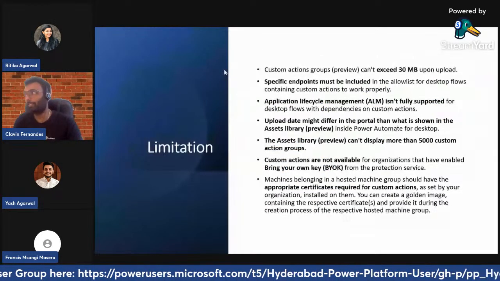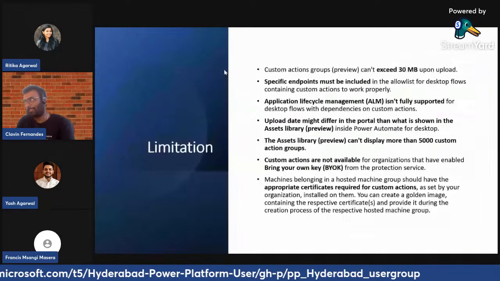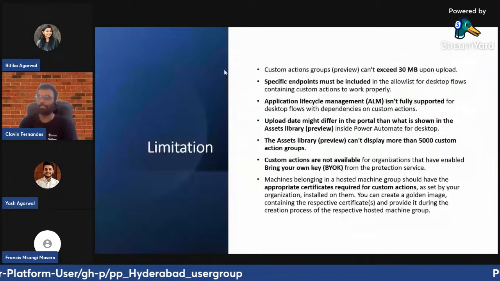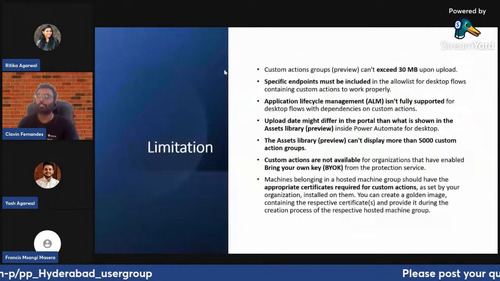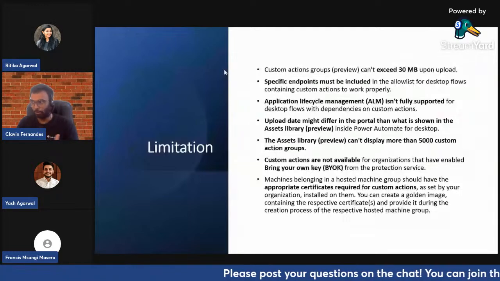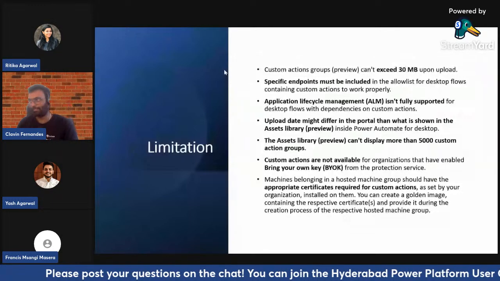So custom actions cannot exceed 30 MB, right? I have already added an idea saying that it should be more than 30 MB. The main reasoning being, if you are using third-party DLLs, your cab file may bloat or become big such that the 30 MB limit might just be exceeded.